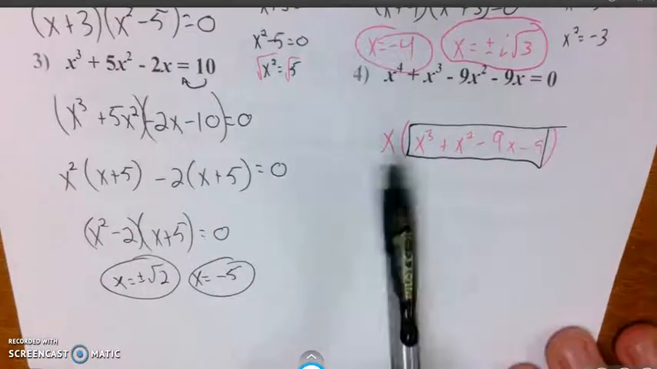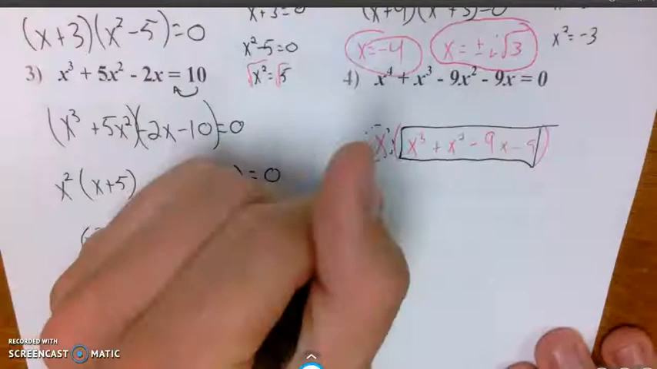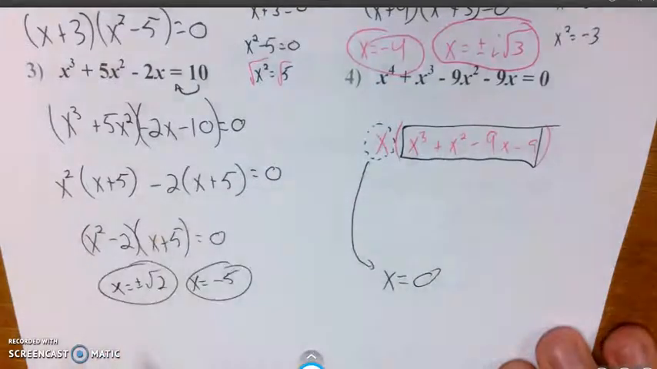Excellent. One thing I should mention, though, on number 4, anytime you have a GCF of an x, that means that the final answer is going to result in an x equals 0. So just make sure we keep that in mind.